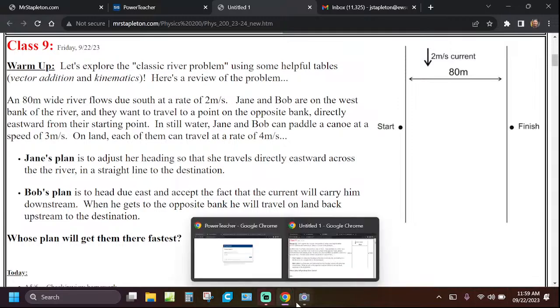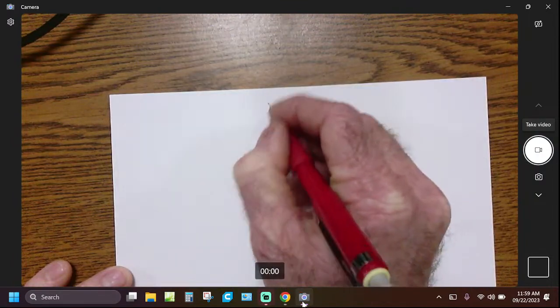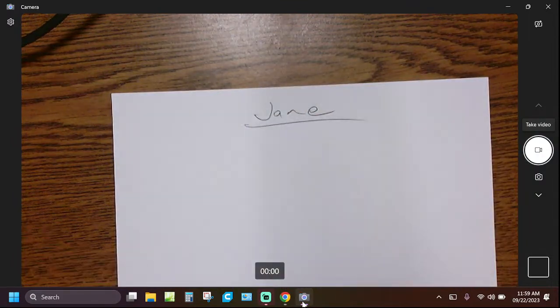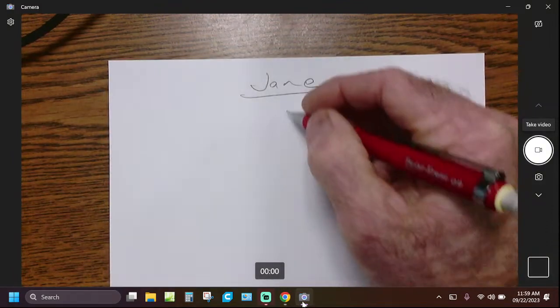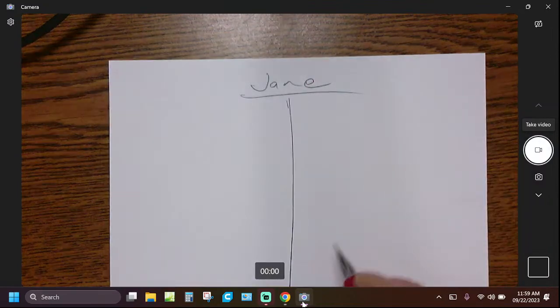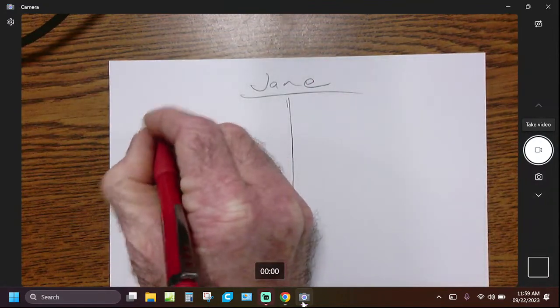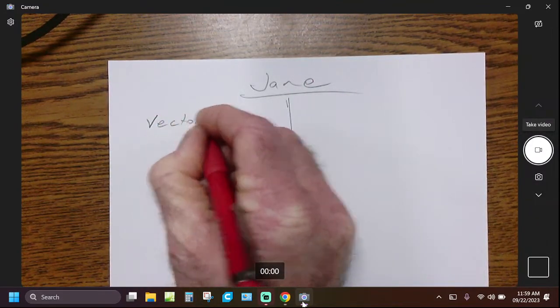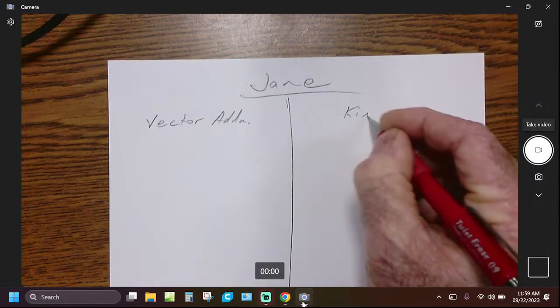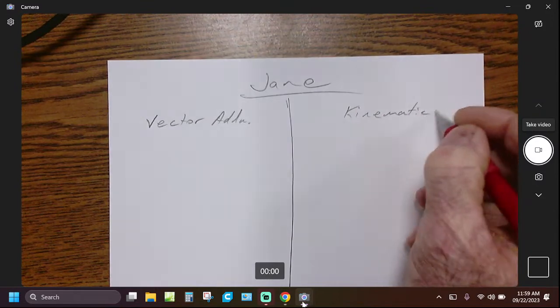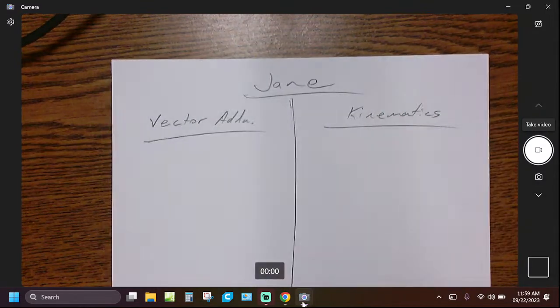And I'm going to be finding some other stuff too. So let me write Jane. You don't have to copy any of this. This will be here for you if you want. I'm using an extra sheet of paper, and I'm going to divide my paper up into two parts. There's the vector addition part, and over here is the kinematics part. I'm going to be writing some stuff and then crossing it out just to make a point.